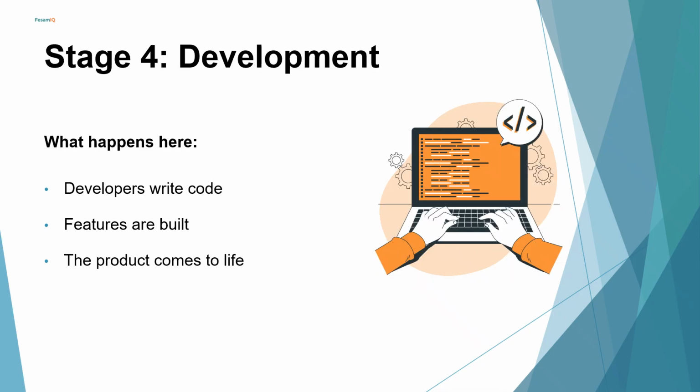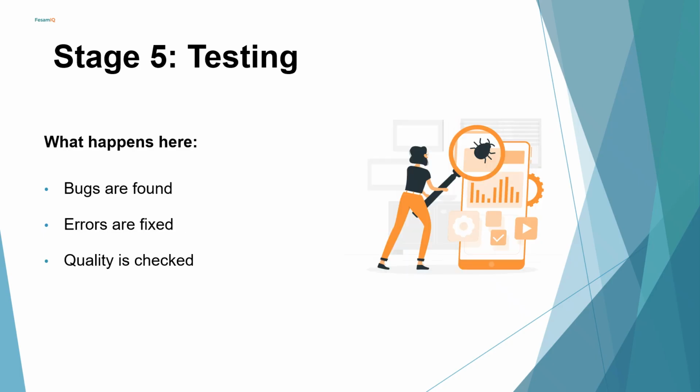So the fourth stage is the development stage. This is the building stage where the actual software is created. So the developers write the code at this stage, features are built, and the product comes to life at this stage.